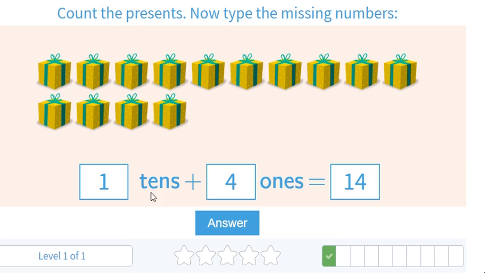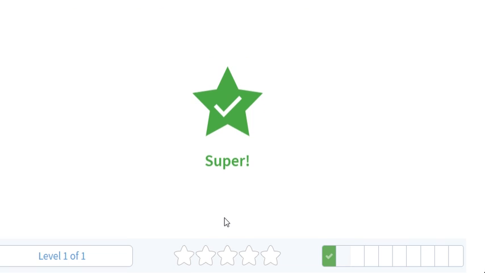So if you notice, these numbers put together make a 14. So you can see that 14 has one group of 10s and 4 1s. And that equals 14. And I bet that if we counted all of these packages, it would equal 14 because we did that earlier. So we can see our group of 10, our one group of 10, and our 4 1s right here. So let's check our answer.